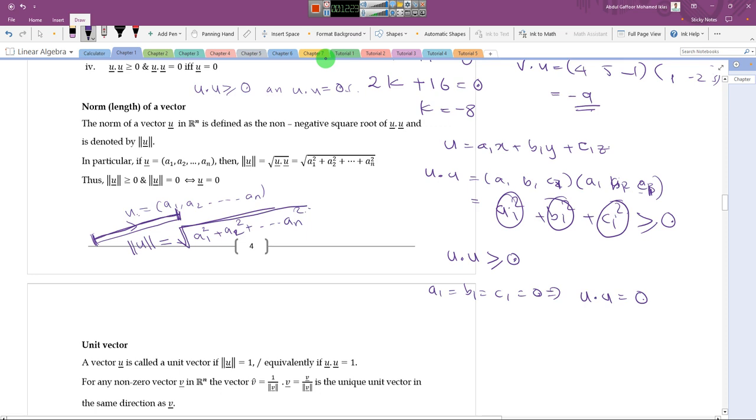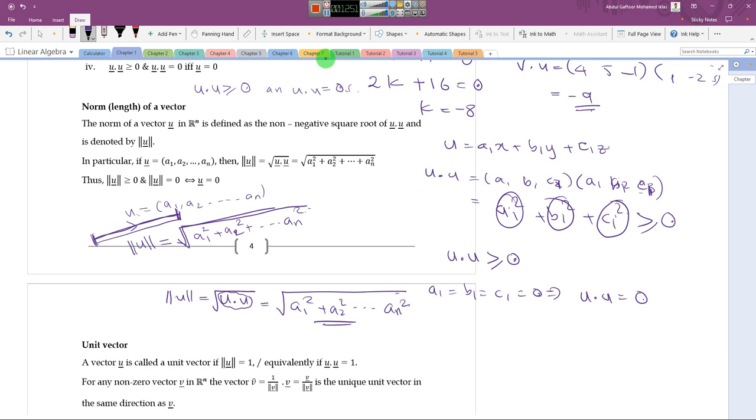Okay, so we will say the norm of u is equal to the square root of u dot u, and we have already studied that this is nothing but the scalar product. So this will be equal to the square root of a1 squared plus a2 squared all the way to an squared. Right. Now always the norm of the vector will be greater than or equal to 0.